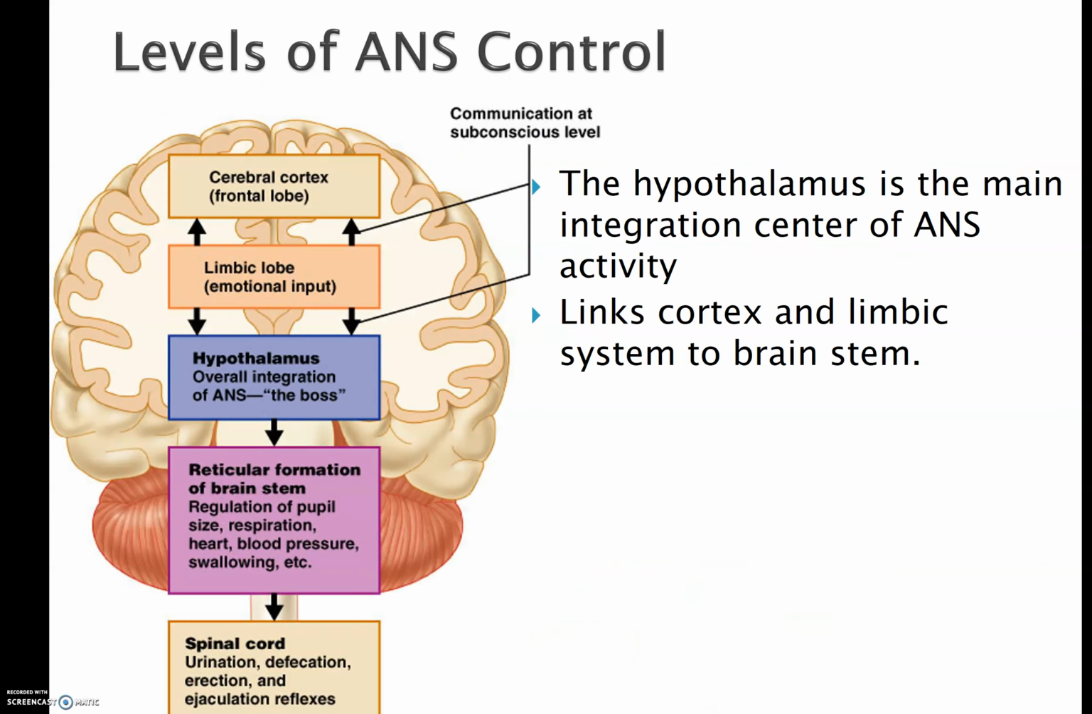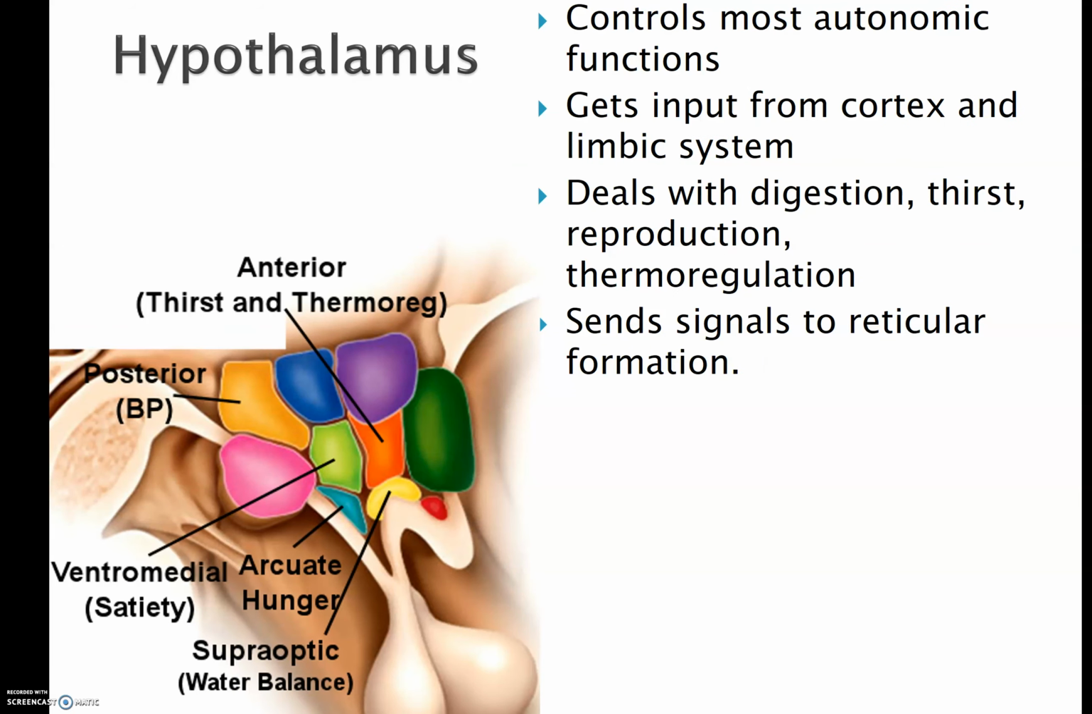So, the hypothalamus controls most of the autonomic nervous system. It's the boss. It has links to the limbic system and the cerebral cortex, which is higher level, and it overrides the reticular formation and the brainstem. So the hypothalamus is the boss. Now, it controls most autonomic functions. It controls thirst. It controls hunger.